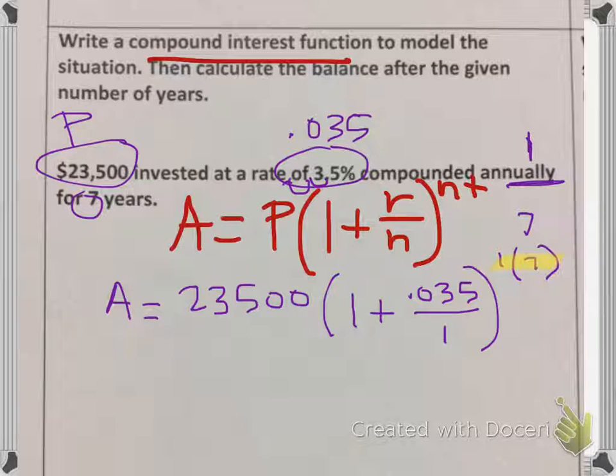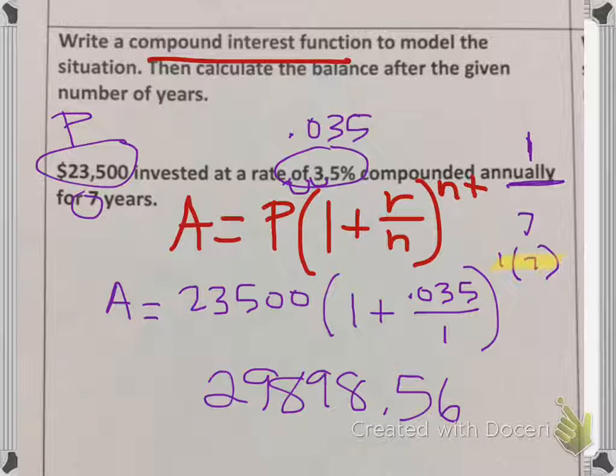So I'm going to go 23,500. Open my parentheses, do 1 plus, put my fraction in, 0.035 on the top of the fraction, 1 on the bottom of my fraction, close my parentheses, put my power up there as 7, and then just hit enter. So when I do that, I get 29,898.56 if I round. Questions on how I did that? Okay, thank you. All right, next problem.